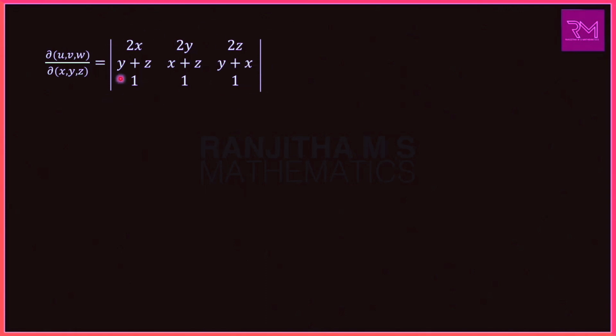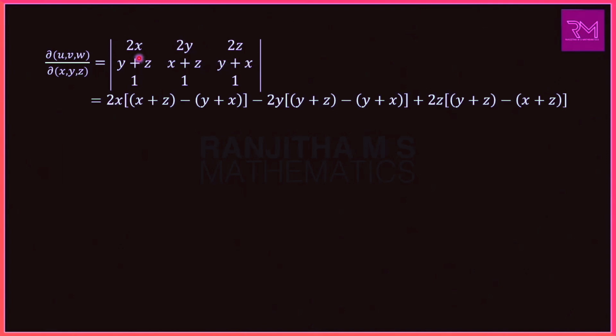We already discussed how to solve the determinant, that is 2x into, here x plus z into 1 is x plus z, minus y plus x into 1 is y plus x, minus sign of 2y into, here y plus z into 1 is y plus z, minus y plus x into 1 is y plus x, plus 2z into y plus z into 1 minus x plus z into 1 is x plus z itself. Take as it is. In the next step, here plus x and minus x gets cancelled. Here also plus y and minus y gets cancelled. Here plus z and minus z gets cancelled.